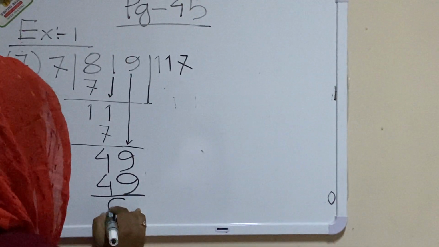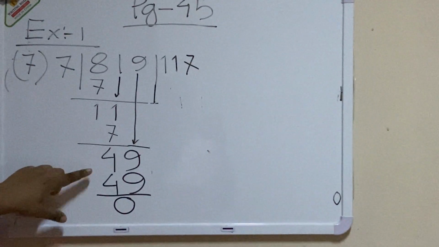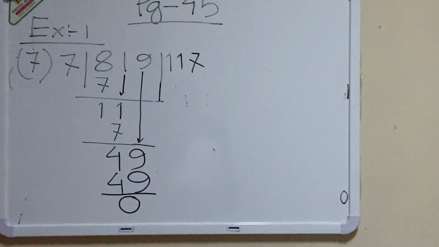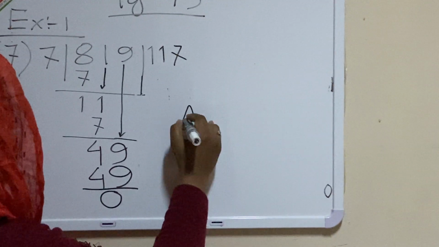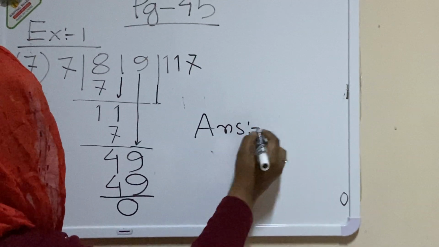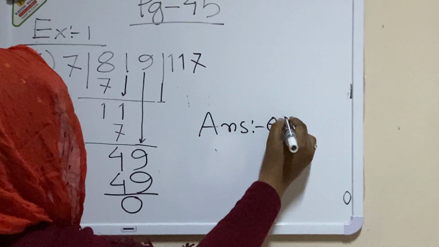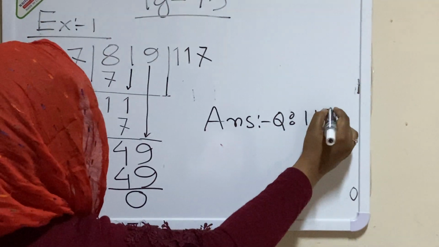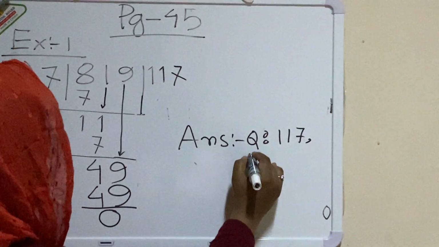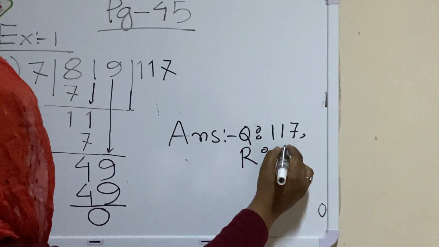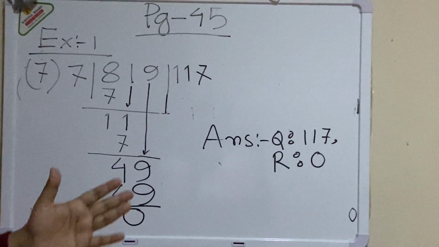I can put here 0, because 49 minus 49 is equal to 0. The answer should be quotient 117, remainder 0. You can ask, madam, why did you write like that?